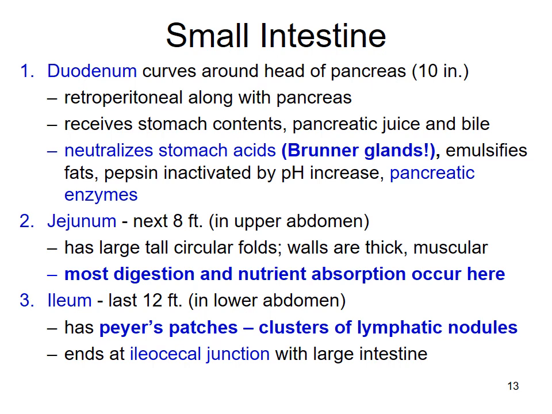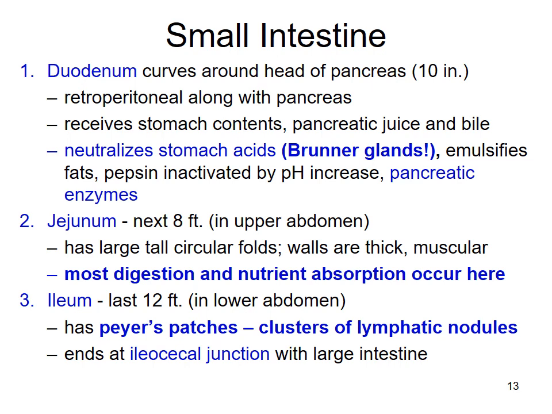The second part of your small intestines, the jejunum, is going to be known for being the place where most of your digestion and nutrient absorption occurs. So that is really where all the magic happens for your digestive system. And the third part, the ileum, is going to be known for two things.